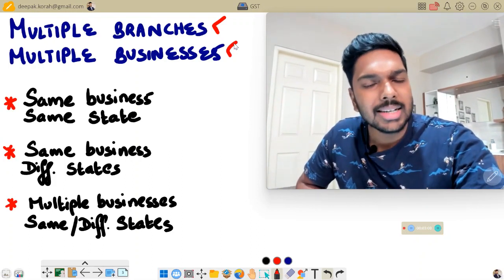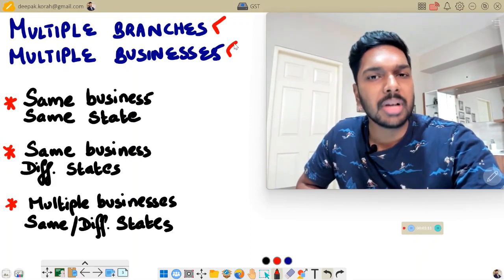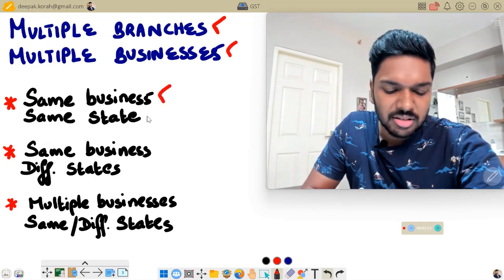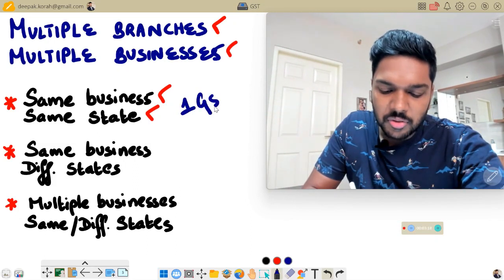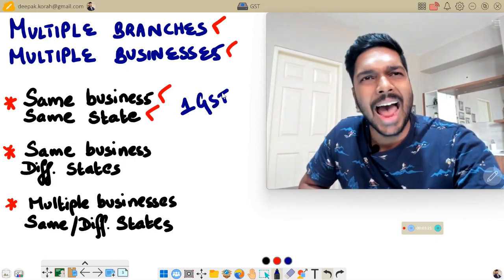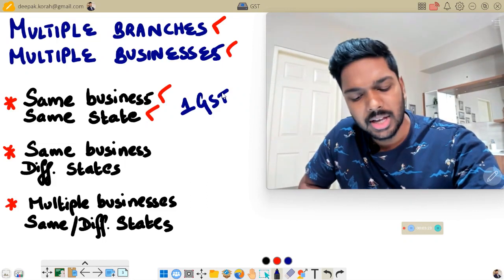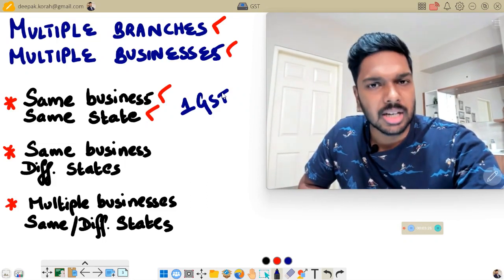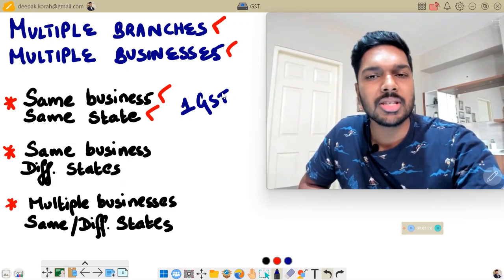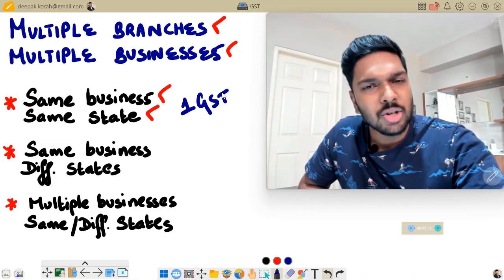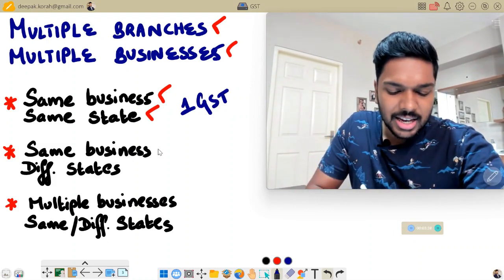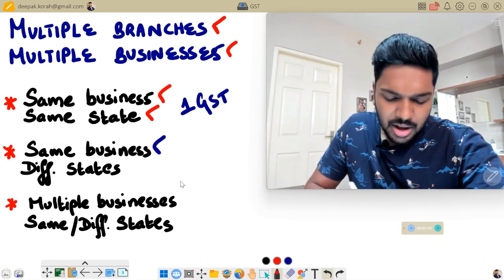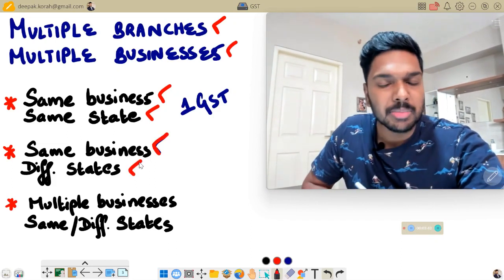One, if you have only one type of business but have multiple branches in the same state, then you need to only obtain one GST registration for that particular main business and then add up all your branches to the same registration. Let's say, for example, you have a business in Karnataka for which you have opened up 100 branches in the same state. Then you need to only obtain one GST registration for that one particular business that you have in Karnataka.